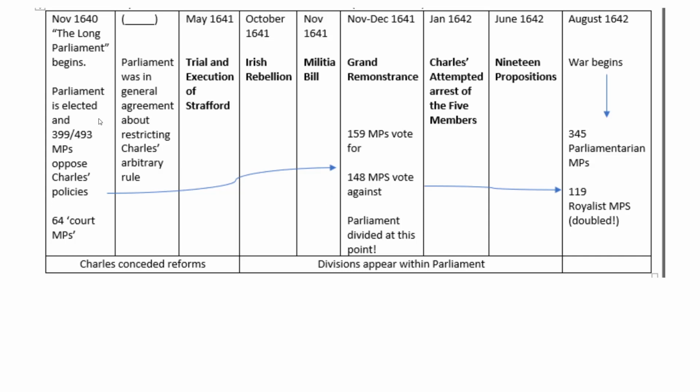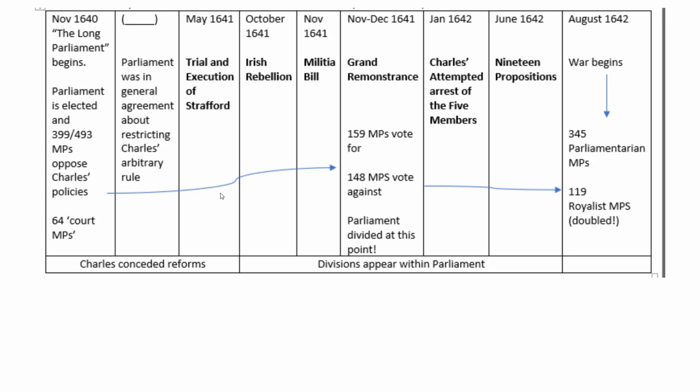However, the key thing I want to emphasise here is this. So we're looking at the MPs. We've got most opposing Charles at the start. We've got a split here in the middle. And by the end, it's a little bit more back into Parliament's favour. What we need to understand in this topic is why Parliament is able to split. Because what that tells us is why there's a civil war.